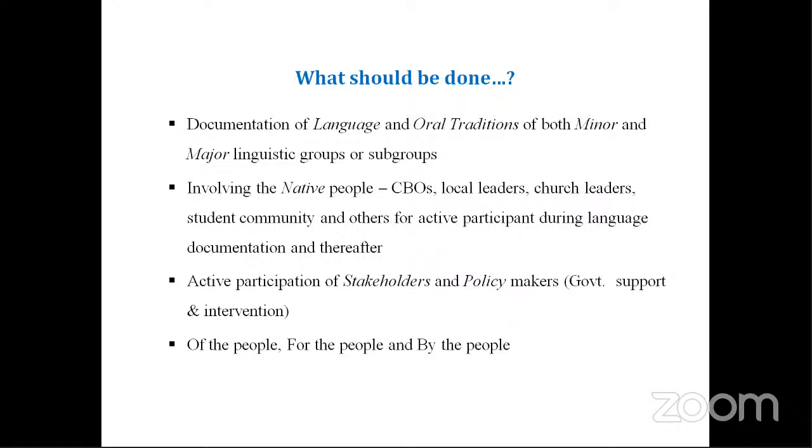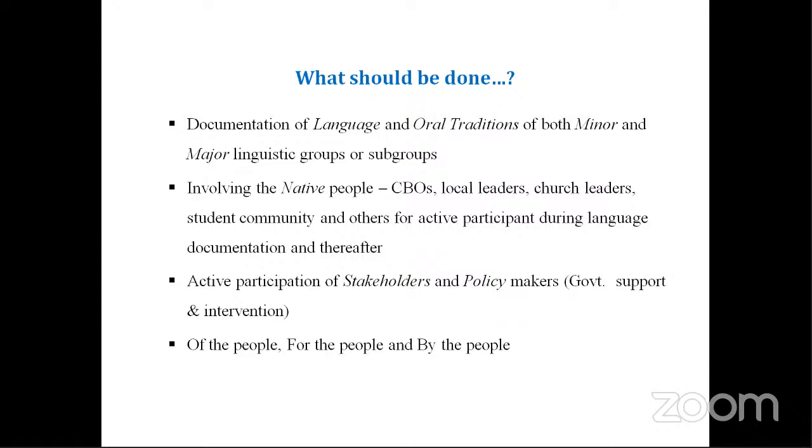Why I said it's a very common quotation: of the people, for the people, and by the people. Now we know that whatever work it is, whether language or oral traditions, whatever research work we do, it is of the people. So therefore, we have to give back to them. Let the work or research outcome be for the people, so that people can use them.